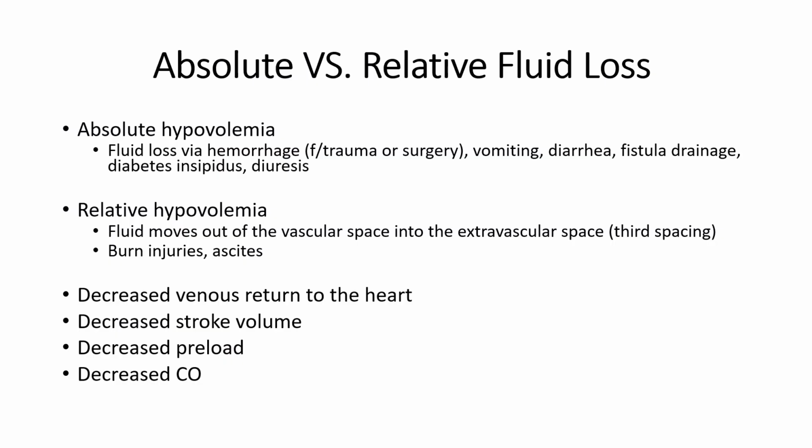There are two different types of ways we can lose fluid: absolute versus relative. I really want you to know the two different types and what causes what. Absolute hypovolemia is actual fluid loss. We're actually losing fluid out of our body. It could be by hemorrhage, whether from a birth, a trauma, or surgery, the patient vomiting too much fluid, too much diarrhea, fistula drainage with a huge output, diabetes insipidus, or too much diuresis. So that's actual fluid leaving the body itself. Absolute means leaving the body itself.